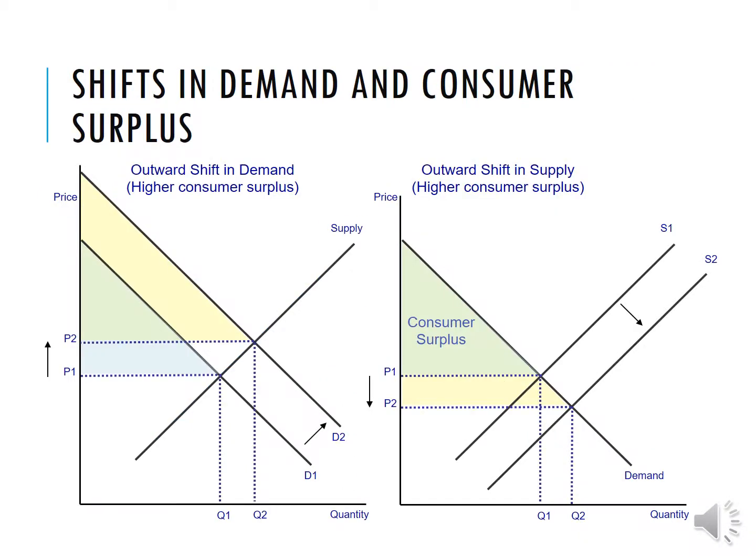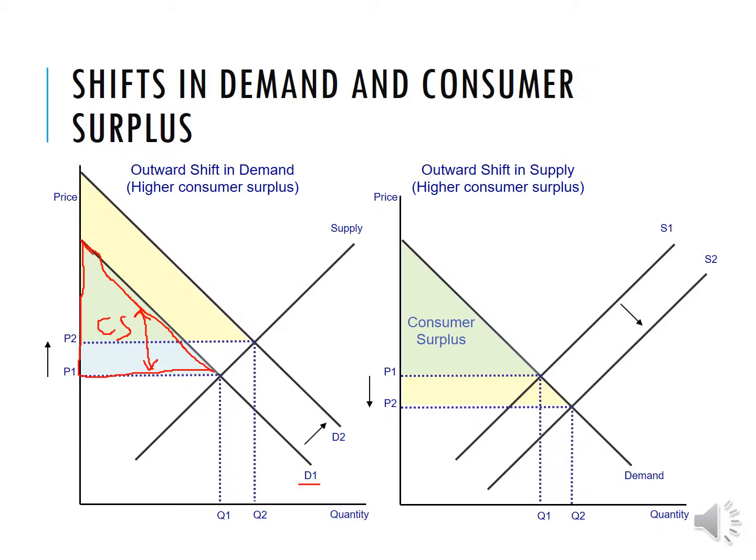So here's a nice comparison where we can see what changes consumer surplus when we have shifts in demand and supply. Let's look at the left-hand diagram first of all, and we can see that initially with demand curve D1, the consumer surplus is represented by this area here. This was the original consumer surplus, represented by that area where the willingness to pay exceeds the market price P1.